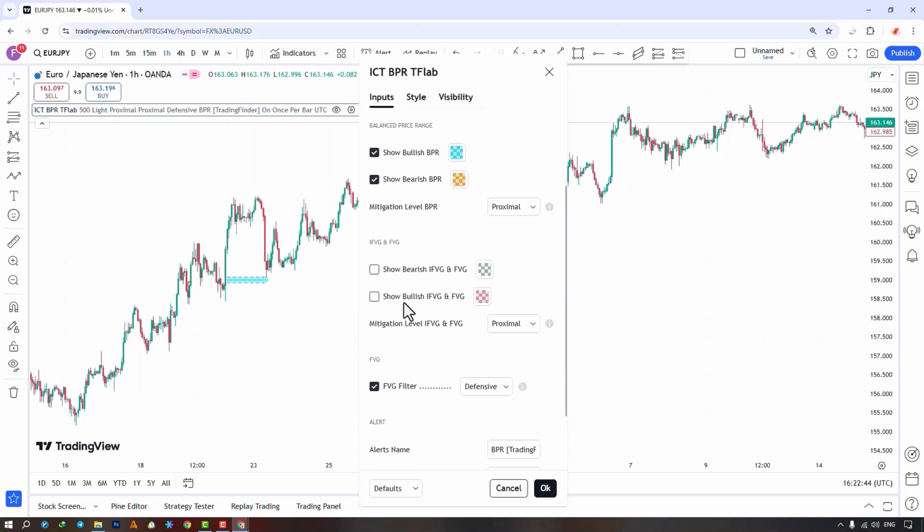In the next section, you can adjust the display settings for bearish IFVGs and bullish FVGs, deciding whether they should be shown on the chart or not, and you can choose their colors.